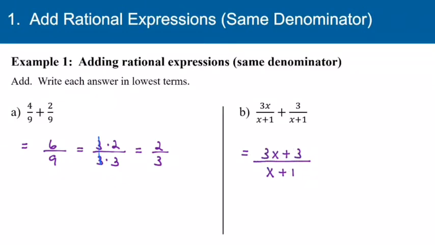Now notice that there's a GCF in the top here. So we need to undistribute or factor out that 3. So if we factor out the GCF of 3, that leaves us with x plus 1 in the parentheses. 3 times x gives us that term, 3 times 1 gives us that term. So this is the factoring. Notice now that we have like factors in top and bottom, so we can cancel out the x plus 1's, and that just leaves us with 3.